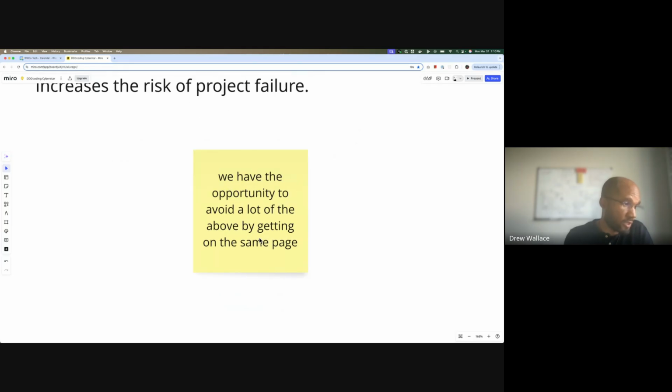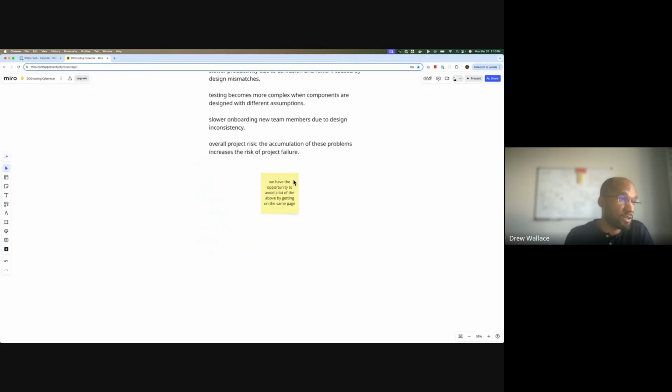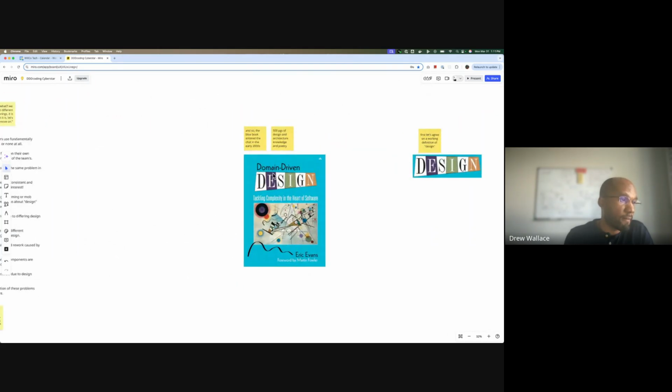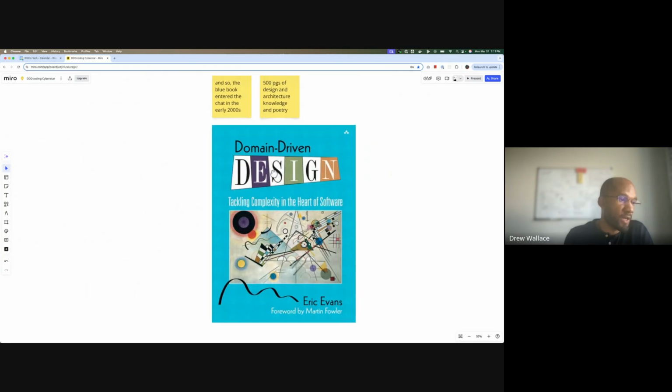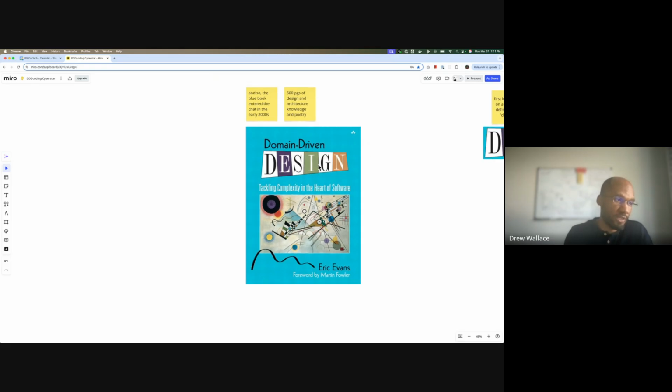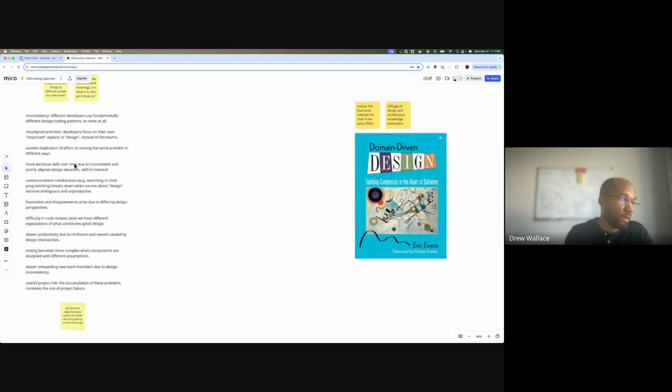And we have the opportunity to avoid this by just getting on the same page. So here's the blue book, and it is 500 pages. It's a nerd flex to say that I went through the whole book cover to cover because I have no life. People describe the reading as poetic and philosophical, but there's a lot of knowledge in this book that covers design, architecture, collaboration. And DDD design is aimed at solving these problems.